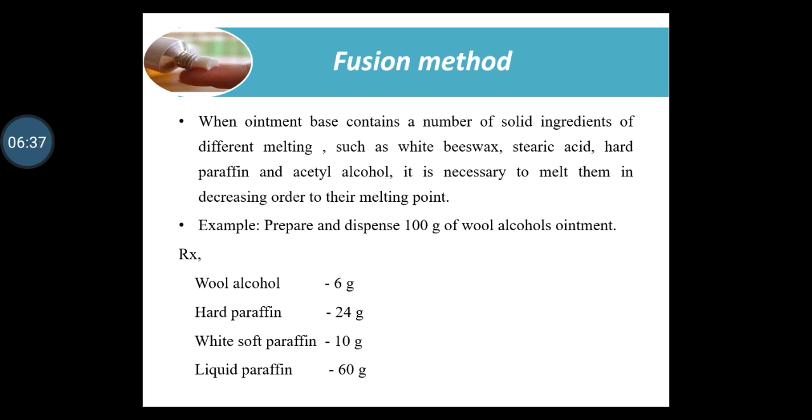wool alcohols ointment, which contains wool alcohol, hard paraffin, white soft paraffin, and liquid paraffin. It is simply prepared by melting all the waxy substances in a china dish and stirred until cold and a homogeneous mass is obtained. Then transferred to an ointment jar, label it and dispense it.